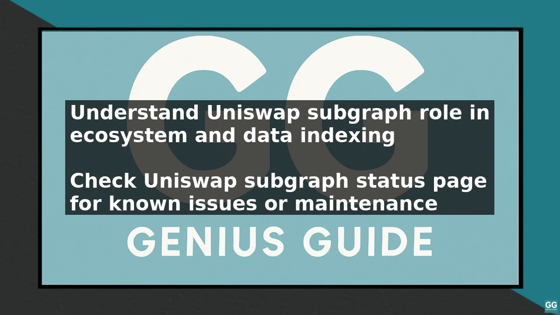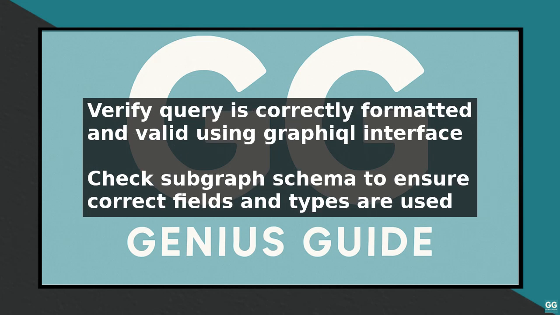maintenance scheduled. If the issue persists, check the subgraph logs for any error messages that may indicate the source of the problem. Next, verify that your query is correctly formatted and valid. Check the subgraph schema to ensure you are using the correct fields and types. Use the GraphQL interface to test your query and see if it returns the expected results.